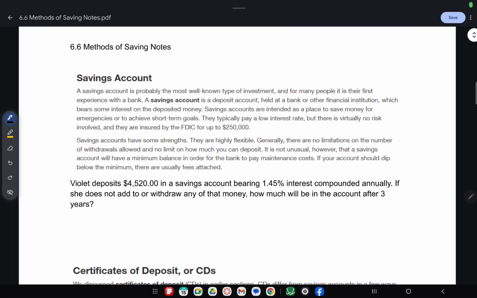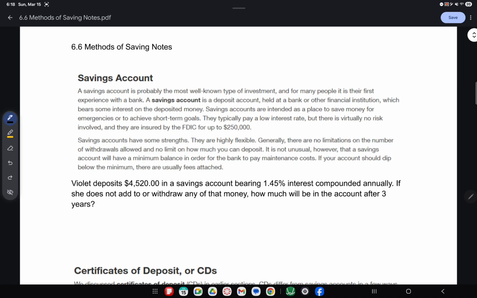All right, so we're going to look at different methods of saving. So I'm just going to go through some different kinds and maybe some examples with them, and that'll be it. So a savings account. You probably already have one, to be honest.